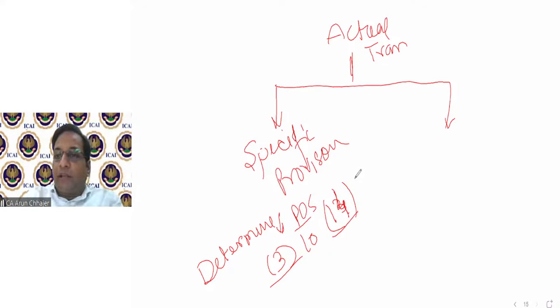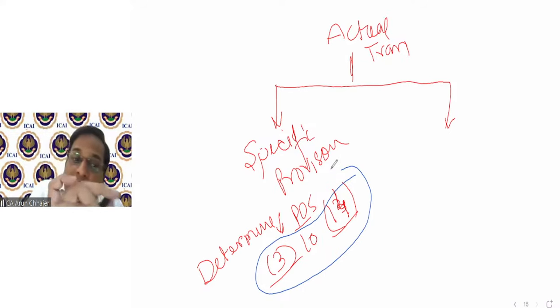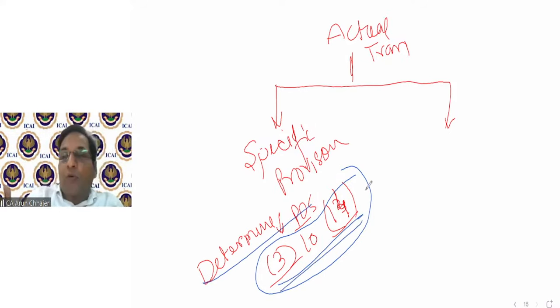What could be the place of supply for immovable property? It is covered in one provision. What would be the place of supply in case of a banking company? It is covered. What would be the place of supply when the service is transportation of goods or transportation of passengers? It is covered. It means if your actual transaction is covered in subsections 3 to 14, then you determine the place of supply according to the specific provision.